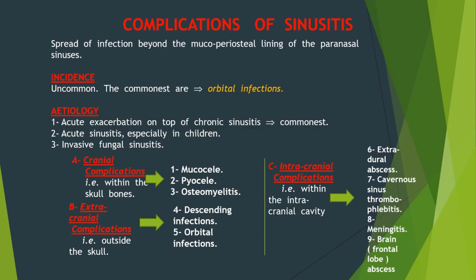They happen due to acute exacerbation on top of chronic sinusitis, which is the commonest, and may be due to acute sinusitis in children. Invasive fungal sinusitis usually causes complications. Complications can be cranial, which means in the skull bones, like mucocele, biocele, osteomyelitis. Can be extracranial, which means outside the skull, causing descending infections or orbital infections. Can be intracranial, which means in the intracranial cavity, causing extradural abscess, cavernous sinus thrombophlebitis, meningitis, and brain abscess.